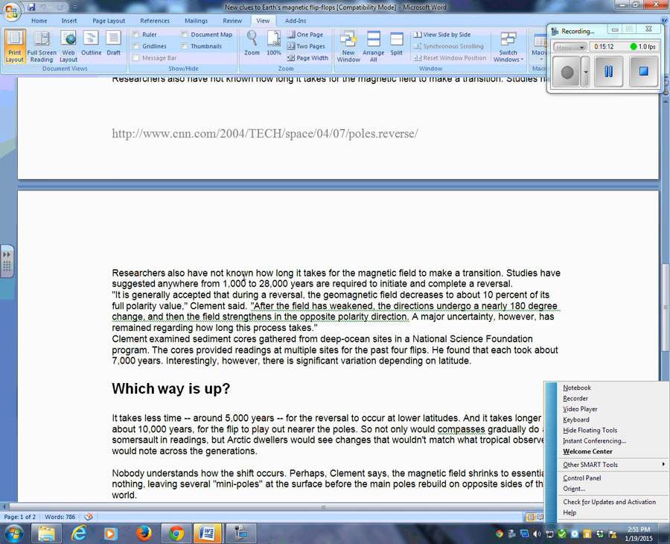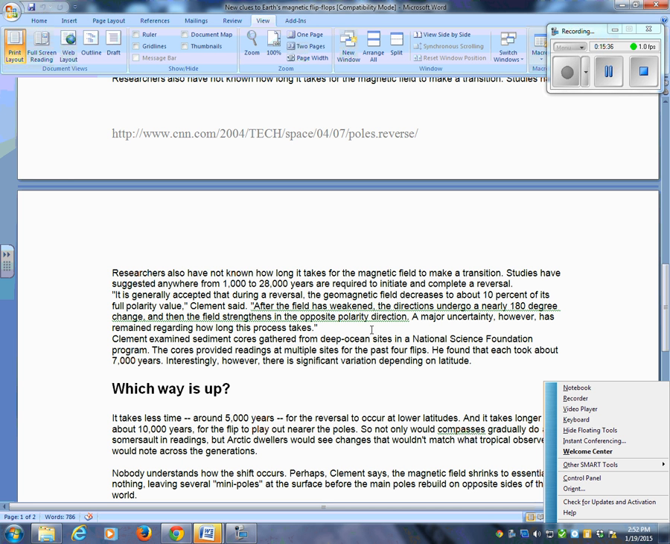I'm on the back side of the paper now. It's generally accepted that during a reversal, the geomagnetic field decreases to about 10% of its full polarity value. After the field is weakened, the directions undergo a nearly 180-degree change, and then the field strengthens in the opposite polarity region. So it decreases in strength, makes the flip, and then increases again. How do they know this is happening? I'm going to explain right away.